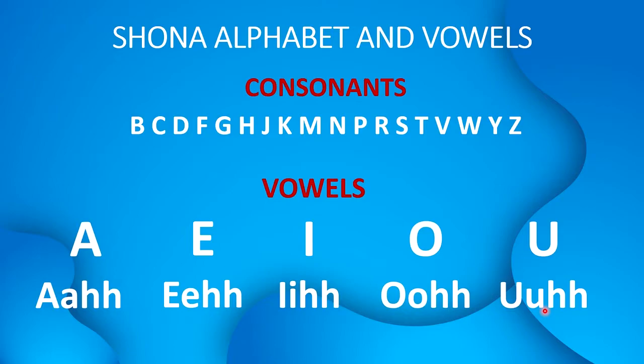Okay, so as a recap, the Shona alphabet consists of consonants and vowels, and the vowels are what determine how you pronounce all Shona words. There is no Shona word that exists without a vowel. That's how the Shona language is. And this is how you pronounce the Shona vowels.